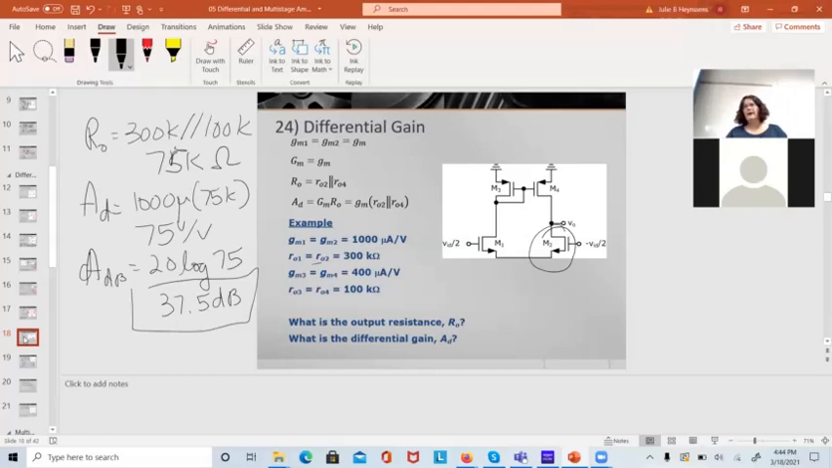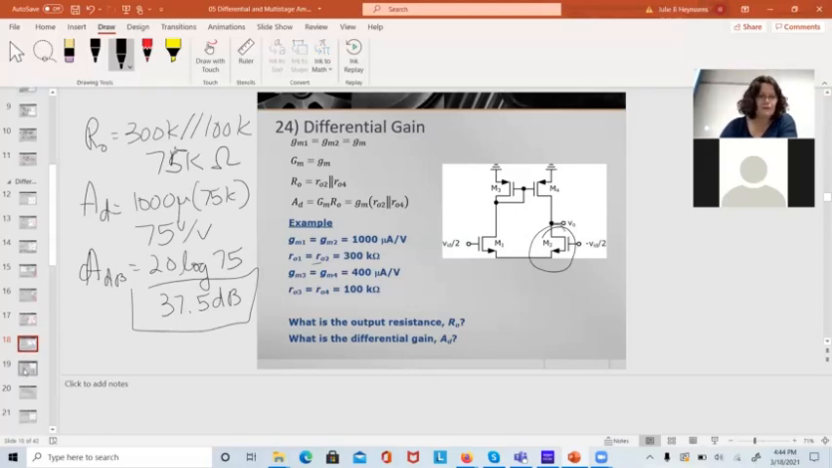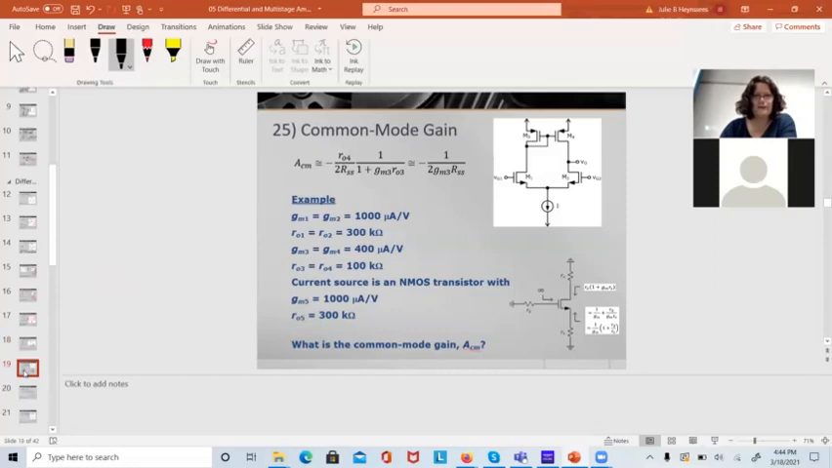Get a much higher gain by putting the active load in there. And you can match it so much better than you can resistors on the board. These are better than 0.01%. There we go, the common mode gain. Okay, so I got a formula for it, thank goodness.